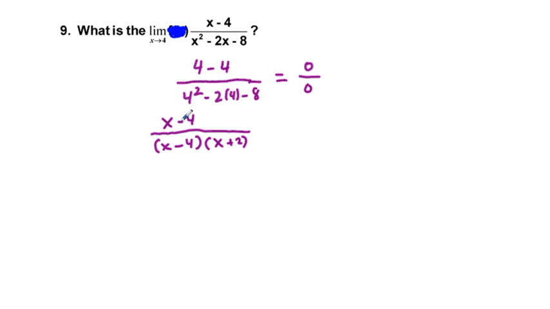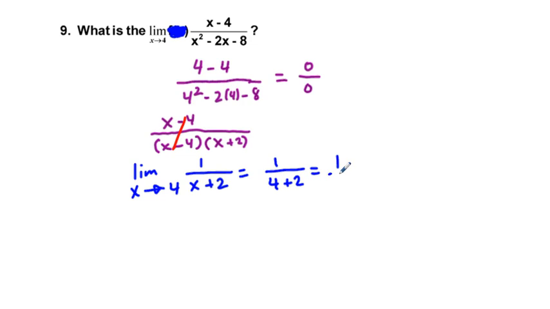And x minus 4 over x minus 4 cancel, and we're left with, I'm just going to put the limit stuff here now. Limit as x approaches 4 of now 1 over x plus 2. And now substituting in for x, we have 1 over 4 plus 2, which equals 1/6. So that is our answer.